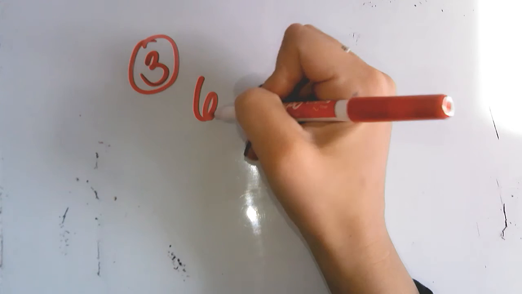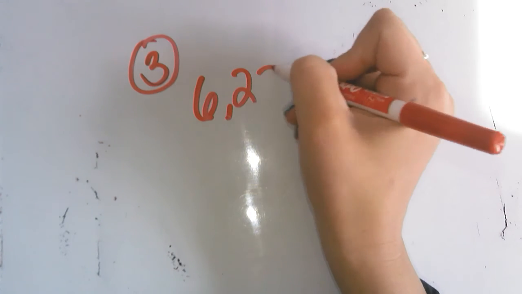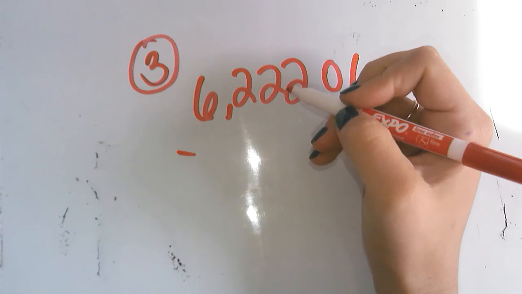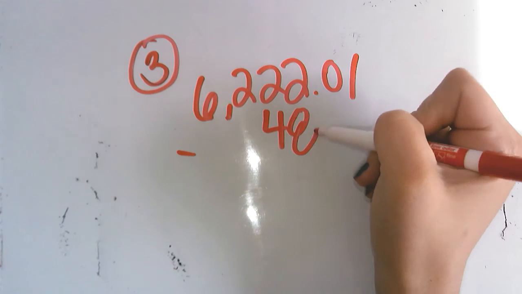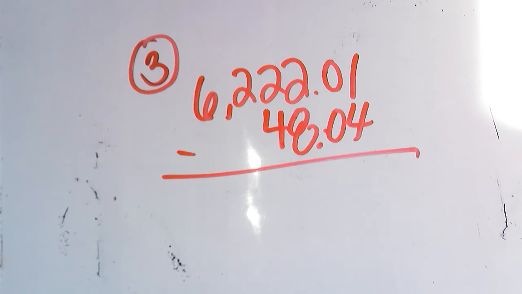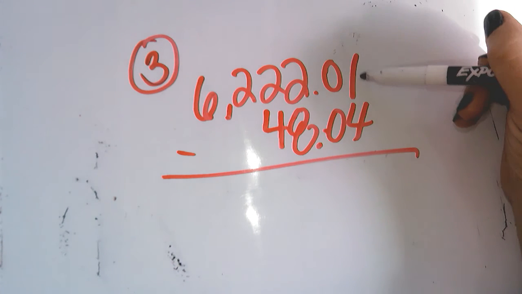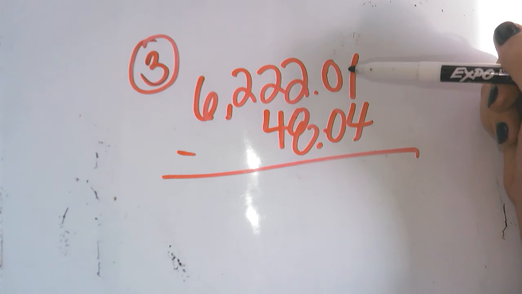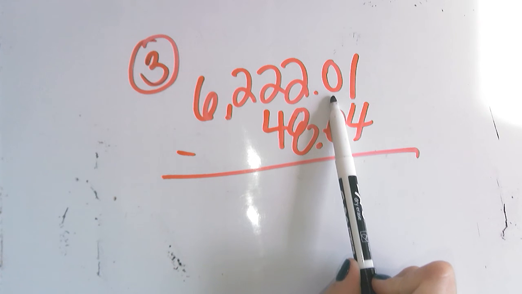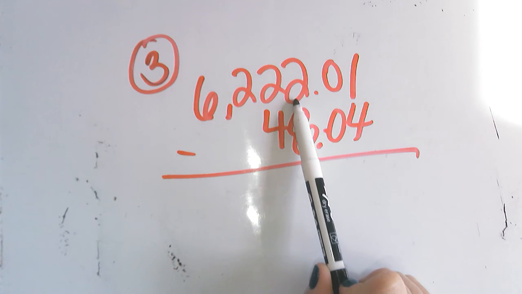So number 3 in your workbook, we have 6,222 and 1/100th minus 48 and 4/100ths. So this one is nice because it's already stacked for us. So we already have the first step of most problems done. So now 1 minus 4, can't do that. I have to start moving left. Well, I can't take anything from 0 because it's already nothing.